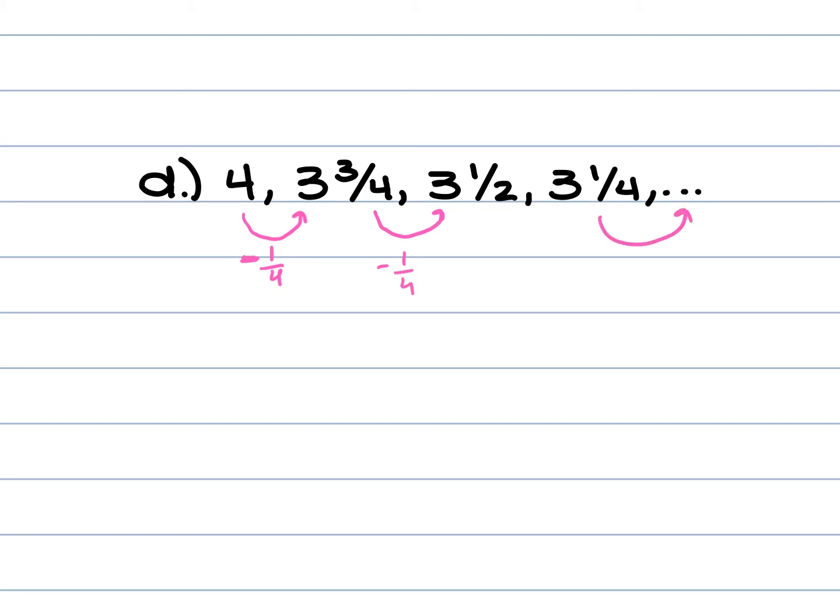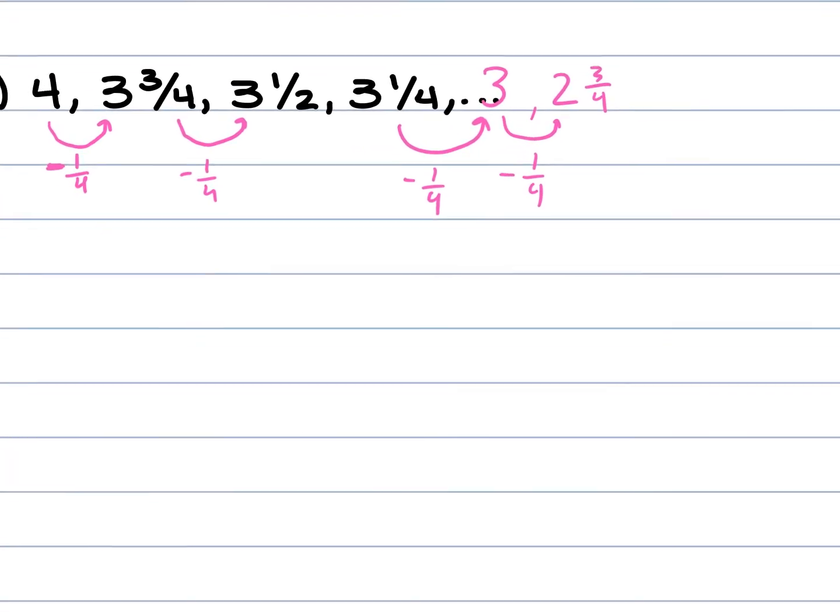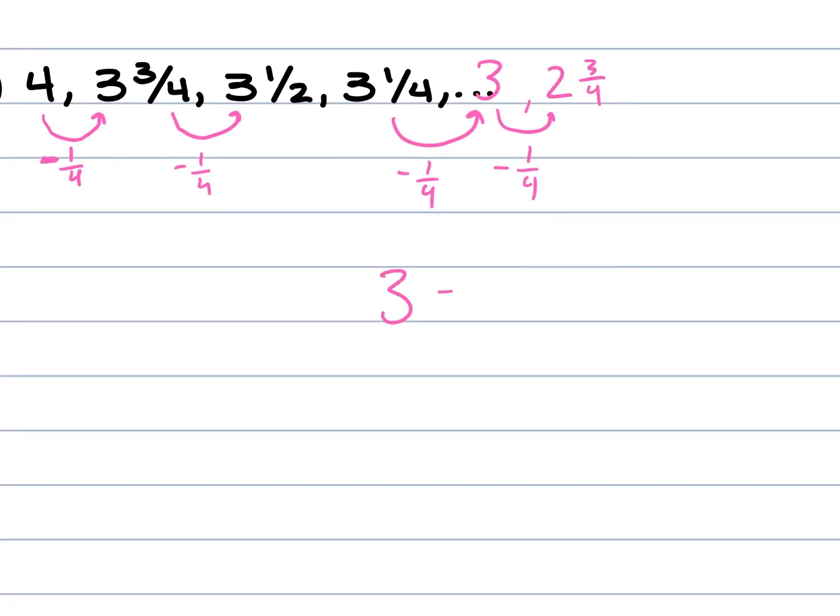So to find the next number, what is 3 1/4 minus 1/4? 3. Now let's do it again. To find the next number, what is 3 minus 1/4? 2 3/4. Awesome. If we can't do that math in our head, then just write it down. We have 3 minus 1/4.